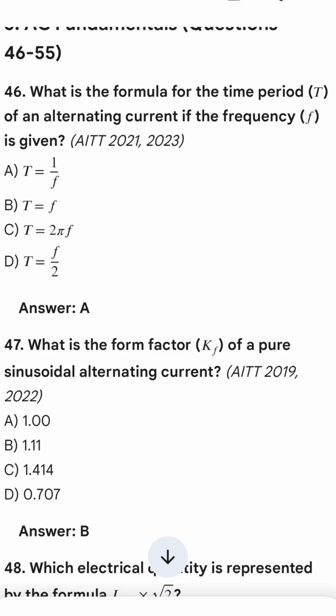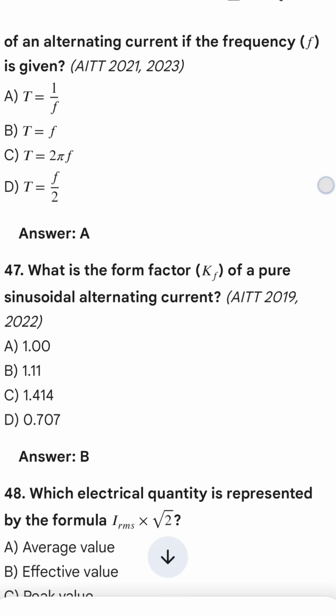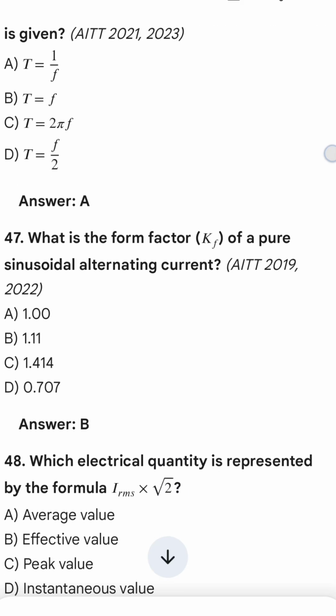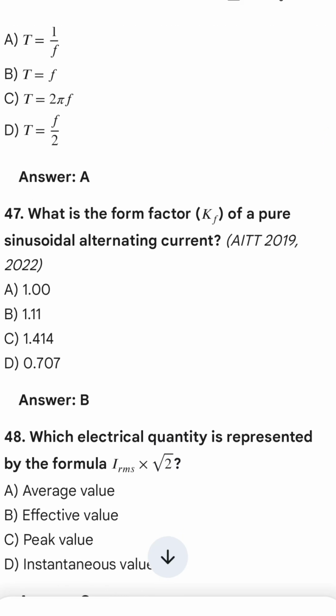Option D, T is equal to f/2. Option A, T is equal to 1/f, is the correct answer. So answer A is correct.